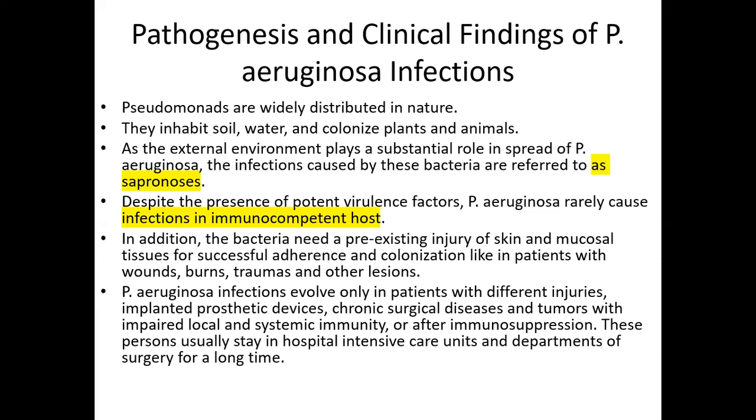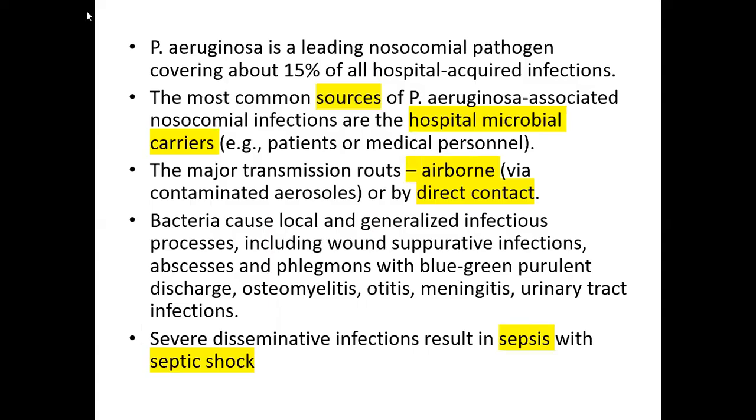Pseudomonas aeruginosa infection evolves only in patients with different injuries, implanted prosthetic devices, chronic surgical disease, and tumors with impaired local and systemic immunity after immune suppression. These persons usually stay in hospital intensive care units and departments of surgery for a long time. Pseudomonas aeruginosa is the leading nosocomial pathogen, covering about 15% of all hospital-acquired infections.